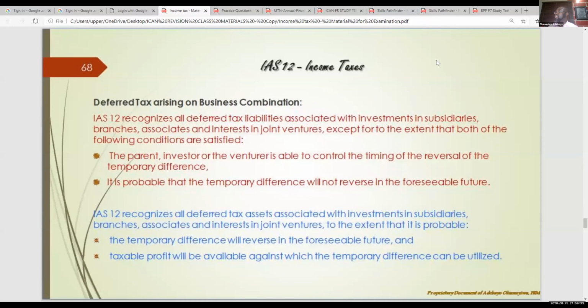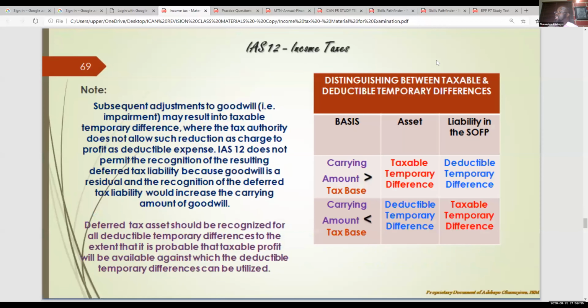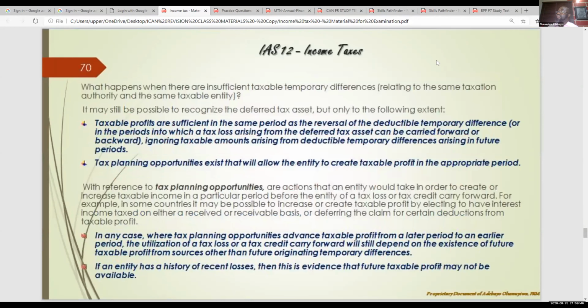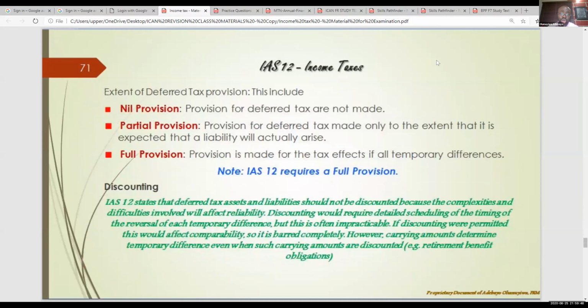We also have to look at the matrix that I showed you earlier. We've looked at this before. We'll also now look at the principle or the school of thought with respect to recognition of deferred tax provision. We have the nil school of thought, we have the partial school of thought, and we have the full school of thought. Which position is the position of IAS 12? Vis-a-vis the role discounting plays in the computation of deferred tax. We'll also look at it tomorrow.